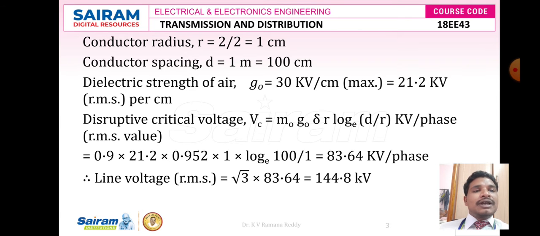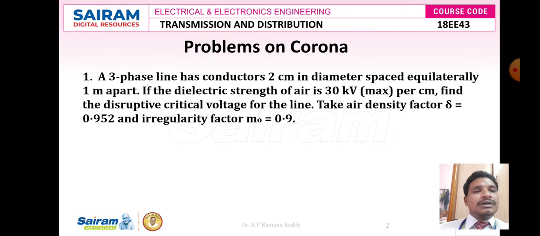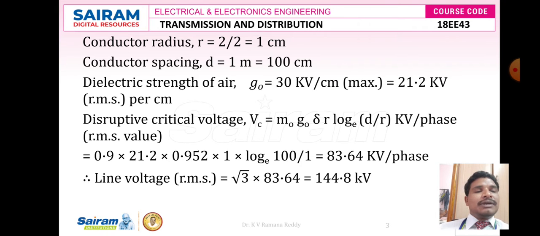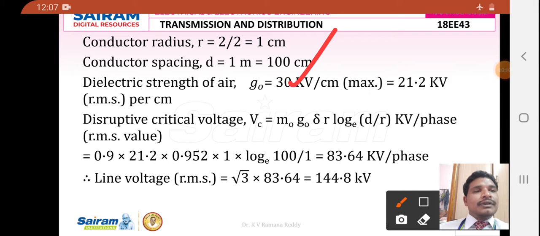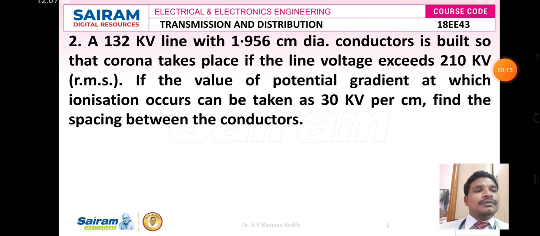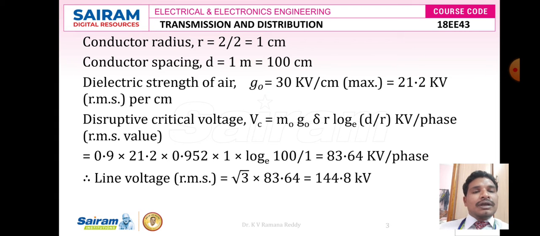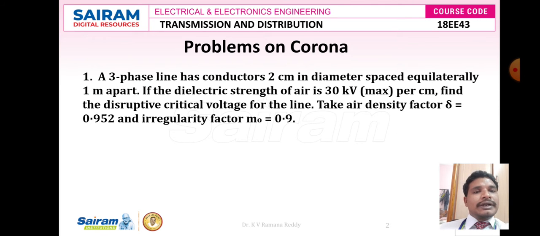Then the dielectric strength of the air they gave in the problem, that is g0, is equal to 30 kilovolts maximum per centimeter. If I want to convert this value into an RMS value, I divide 30 by root 2. If I divide 30 by root 2, this value comes to 21.2 kilovolts. Then in the problem we have to calculate the disruptive critical voltage.